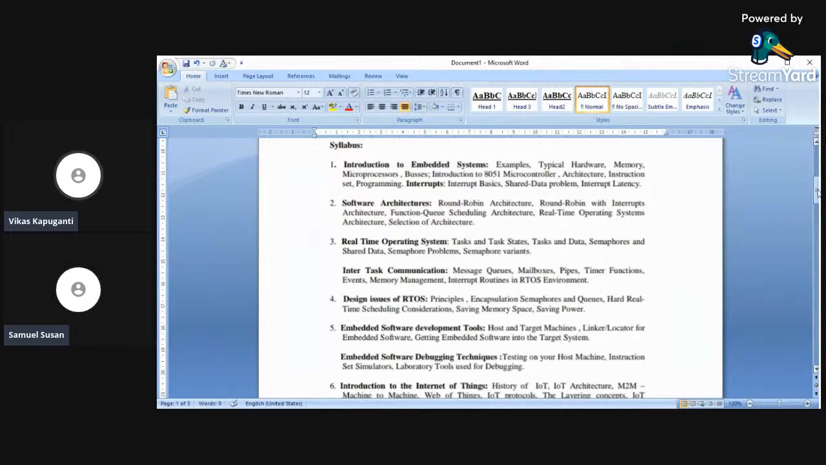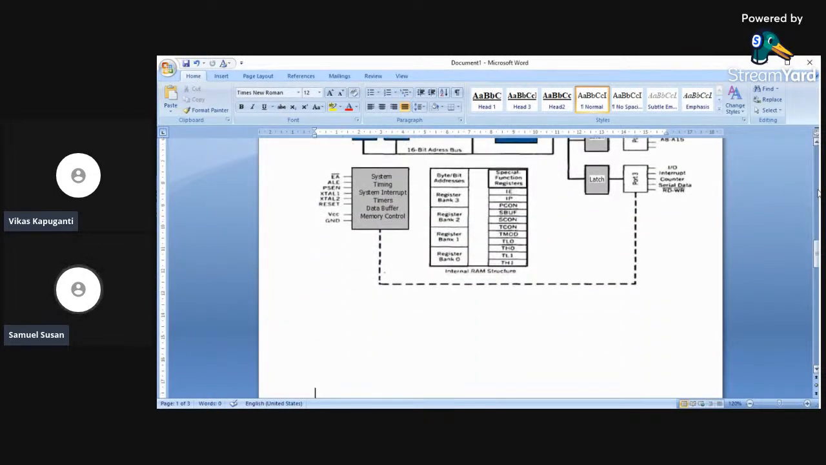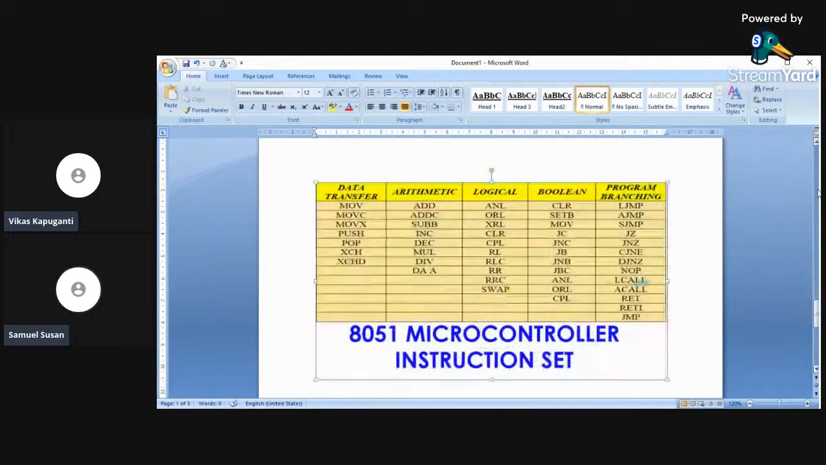There's a doubt: any important questions, sir? Yeah, just now I've been explaining all that, right? 8051 microcontroller architecture, addressing modes, and instruction set. I also told you that you cannot read all the 255 instructions. So read it like what I'm showing, the different types, the categories like data transfer, arithmetic, etc. So that it will be useful.